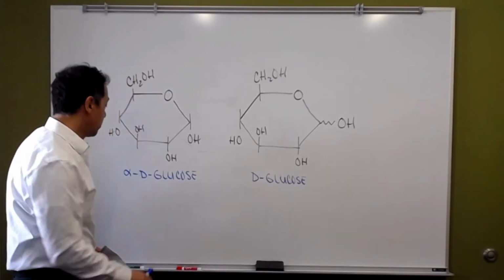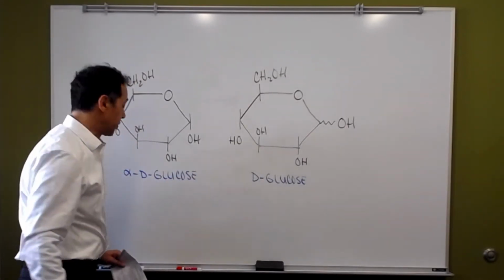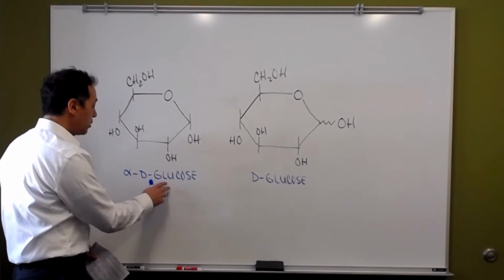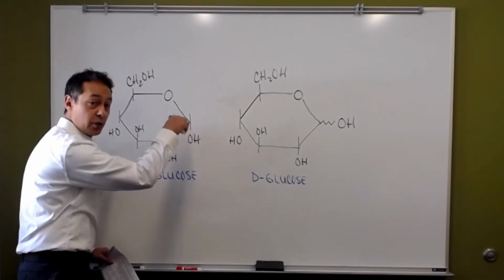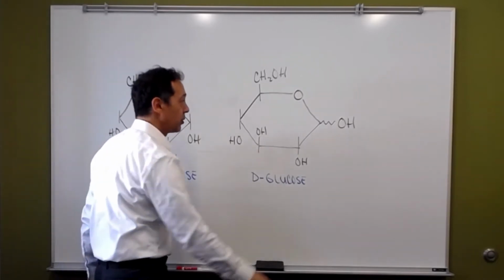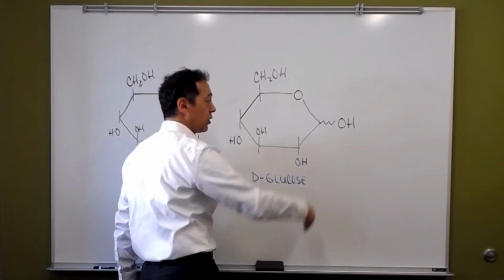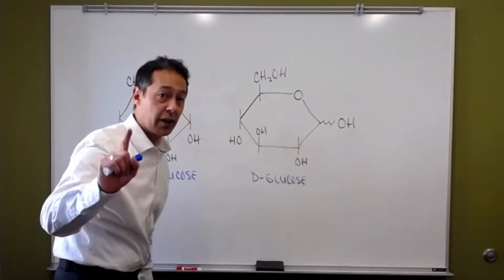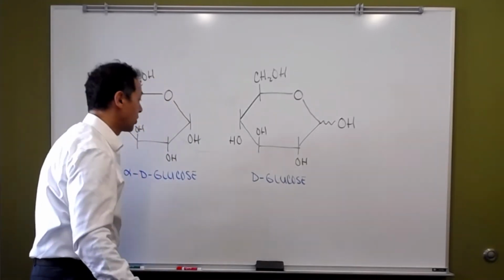So here I have two glucose molecules. This one here is alpha D-glucose, alpha because this hydroxyl group is in the down position. This one over here is just D-glucose, and that's because this hydroxyl group could be up, it could be down, it doesn't matter. And I'll explain why in just a quick second.